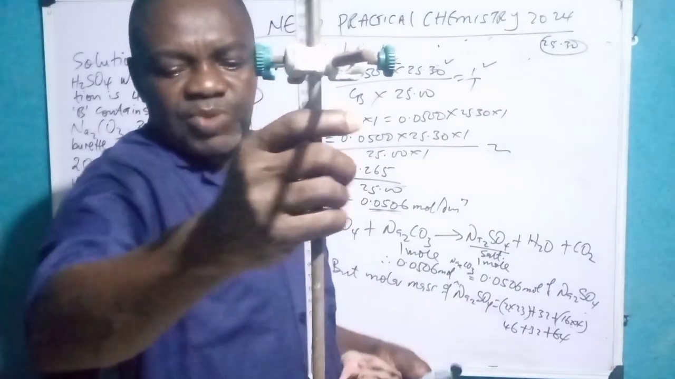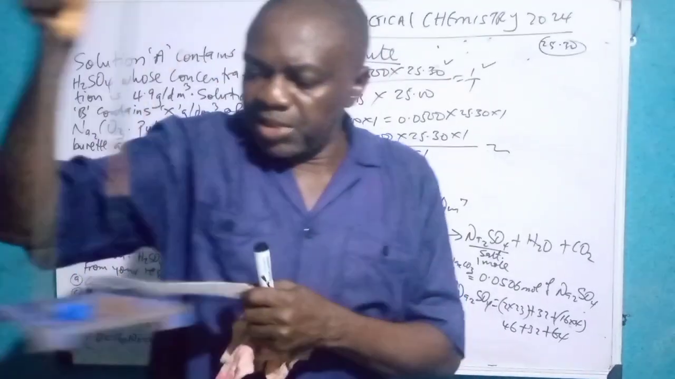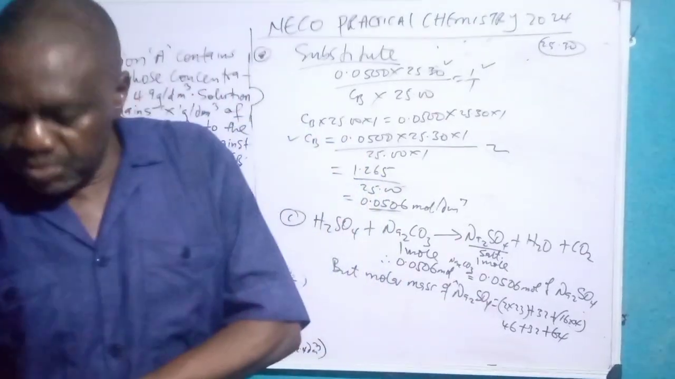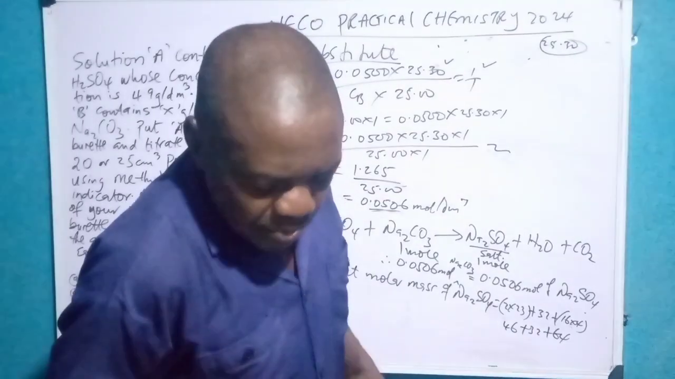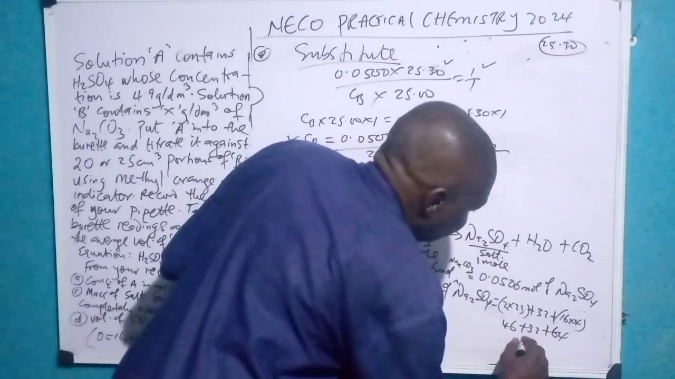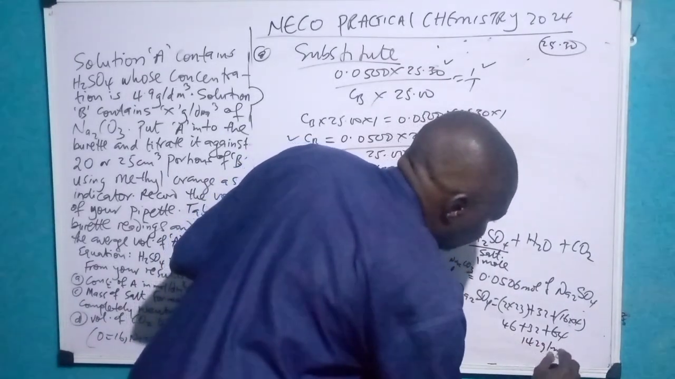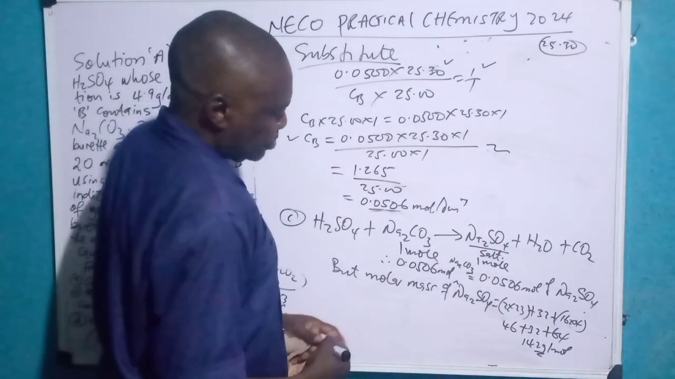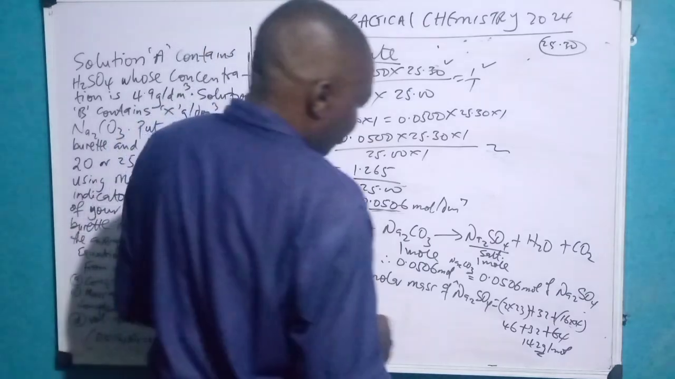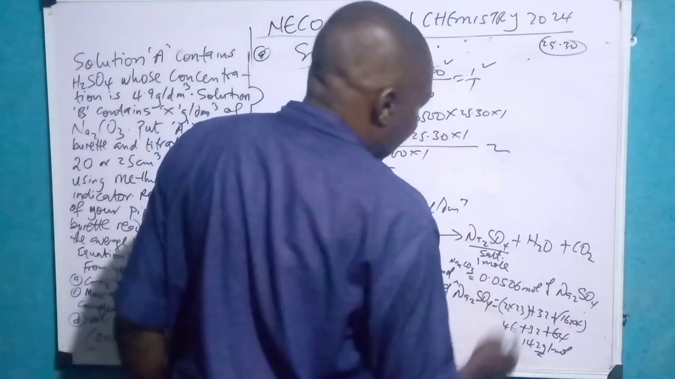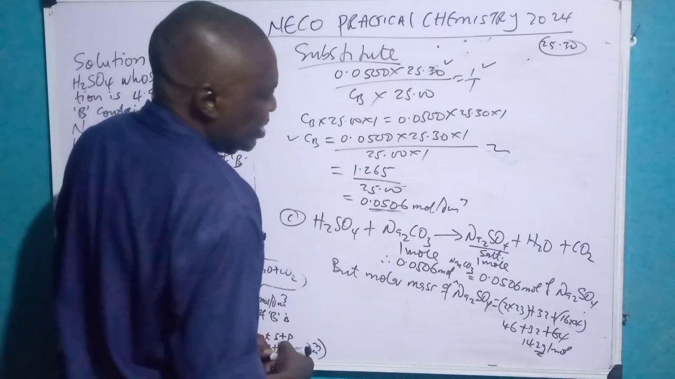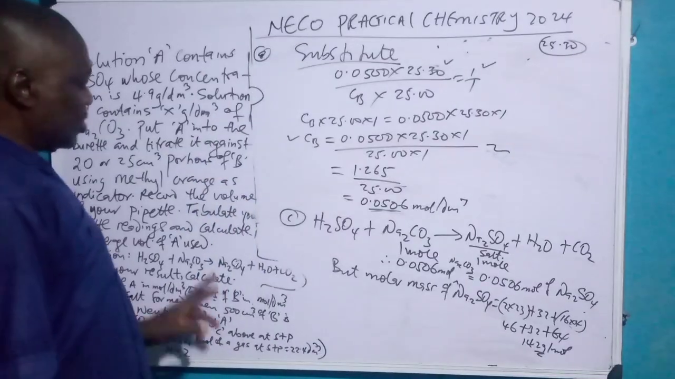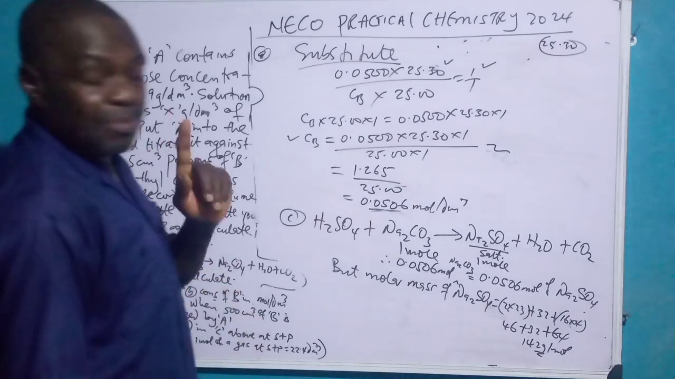Let's remove this since we are not doing any titration again. I'll shift this to this side so the board will be very visible to the audience. So you have 142. This one now becomes 142 gram per mole. That's the molar mass of this. So the next one we are going to calculate is the mass of salt. Remember, the question says mass of salt formed. So we are in 500 cm cube. We are going to calculate the mass of salt first.